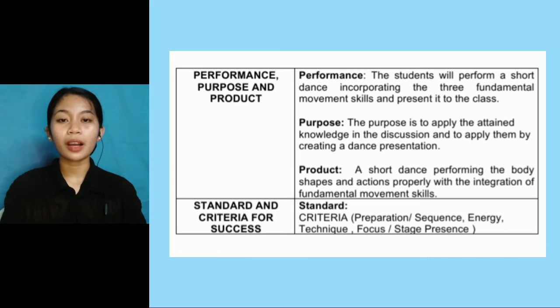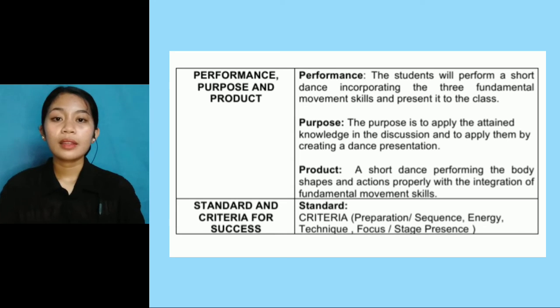Now let's move on to the product, performance, and purpose. So for the performance, the students will perform a short dance incorporating the three fundamental movement skills, and they should present it to the class. This is for the purpose of applying the attained knowledge in the discussion, and to apply them by creating a dance presentation. And for the product, this would be a short dance performing the body shapes and actions properly with the integration of the fundamental movement skills.